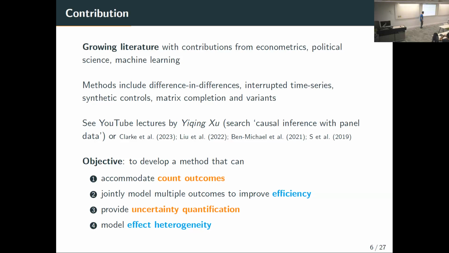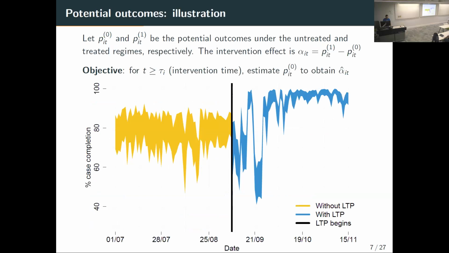And finally, we want something that can model effect heterogeneity. Once we estimate the effect of the intervention, we also want to see what drives any possible heterogeneity in this effect. I'll show you a method that we believe can accommodate those things quite well, and before going into the details, I just want to give you some intuition.